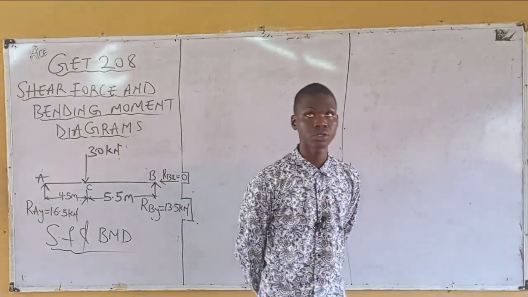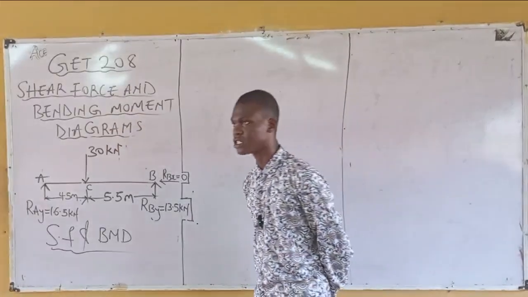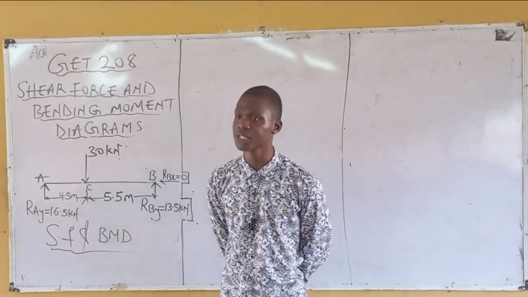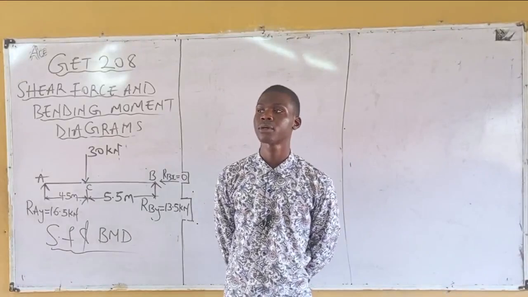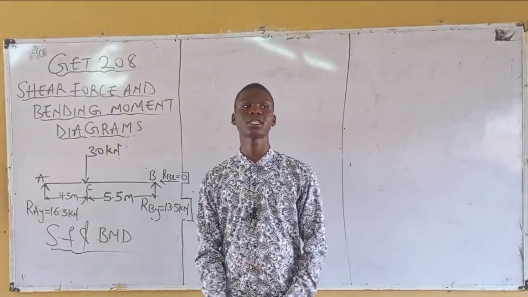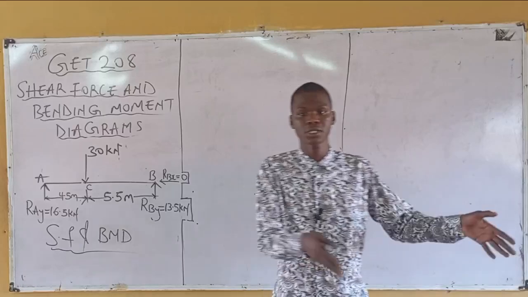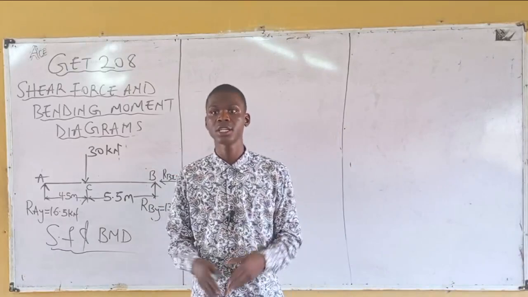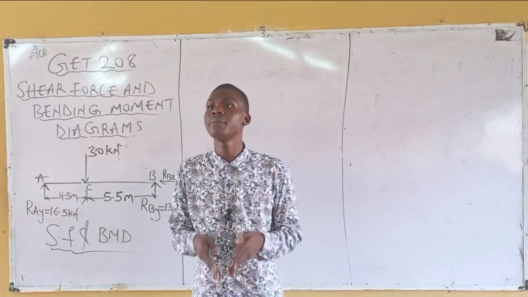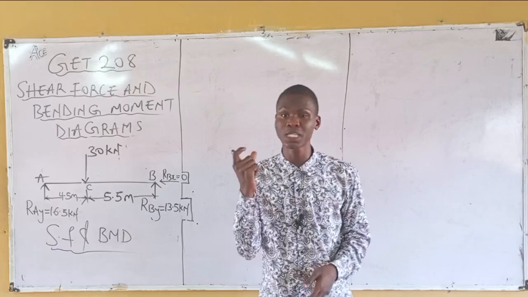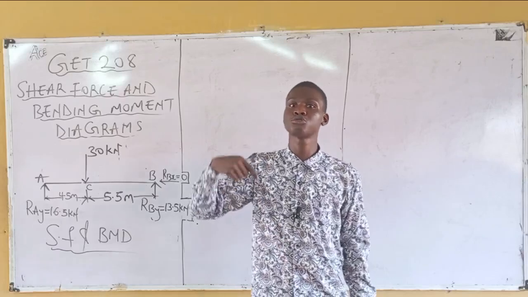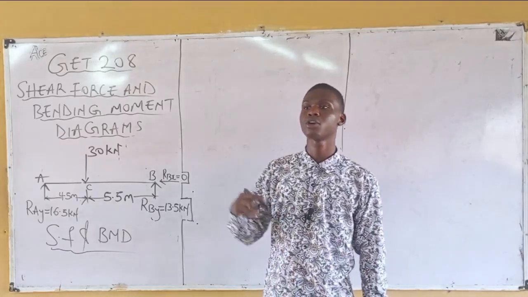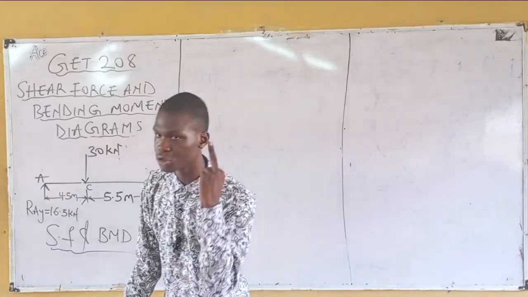The first calculation, you consider the algebraic sum of forces behind a particular point you want to calculate the shear force value. Just put in your word: the algebraic sum of forces behind a particular point you want to calculate shear force value, or you want to get shear force value. That's number 1.